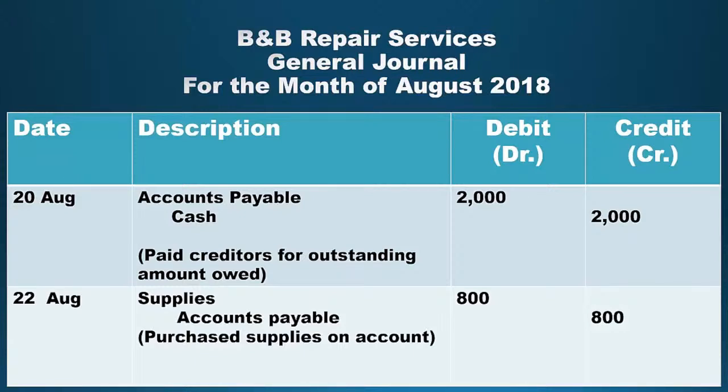Step 2. Which accounts are affected? Accounts payable decreases because the company is paying off what it owes to creditors. Cash decreases because the company paid this amount. Step 3. How do we record it?